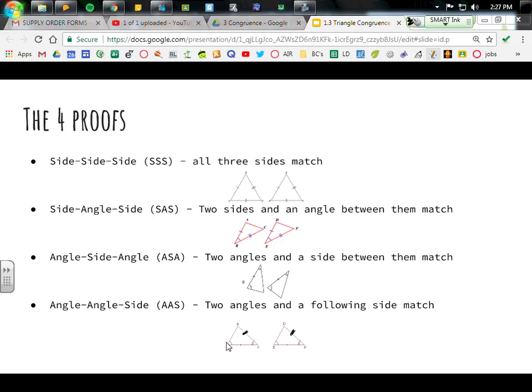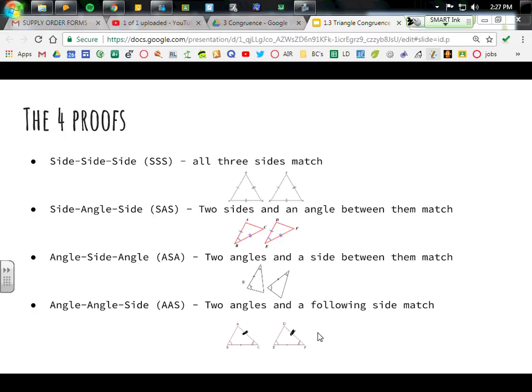So what we have is, we have this angle that matches with this angle. This side matches this side. And then this angle matches this angle. And then this side matches this side. So angle, and then the adjacent angle, and then the side. Angle, then the adjacent angle, and then the side.